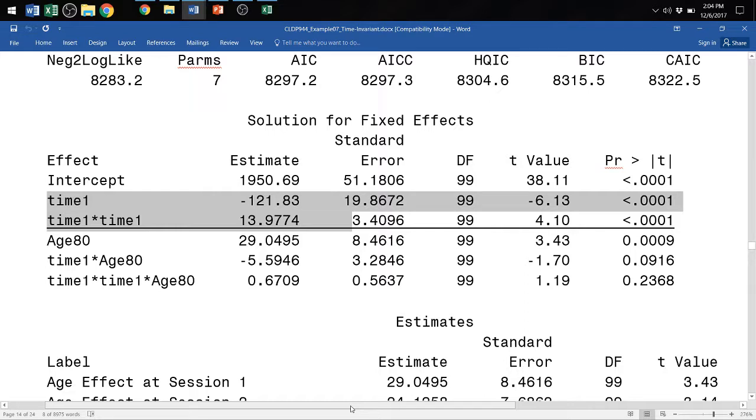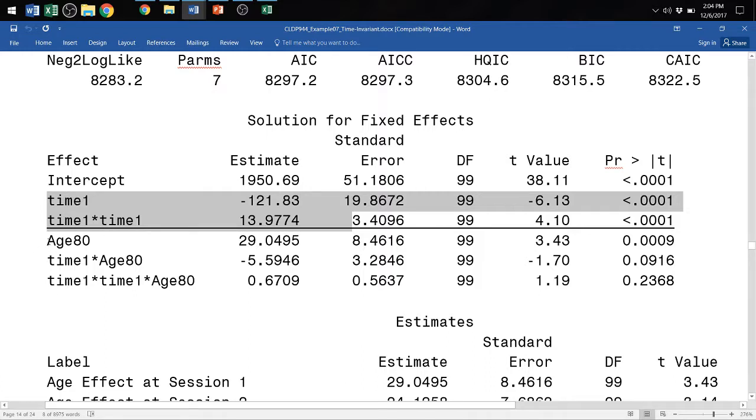Less negative, yes. So people slow, they improve in response time less as time goes on. The linear slope is minus 121 at the beginning. What does it become at the next session? Less negative by how much? And don't say 13. 26-ish, yes. Closer to 27 actually, but twice the quadratic.